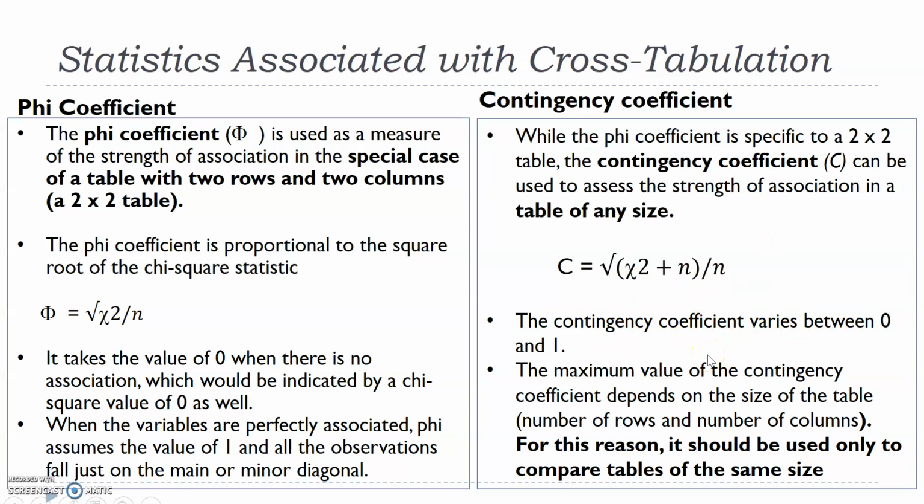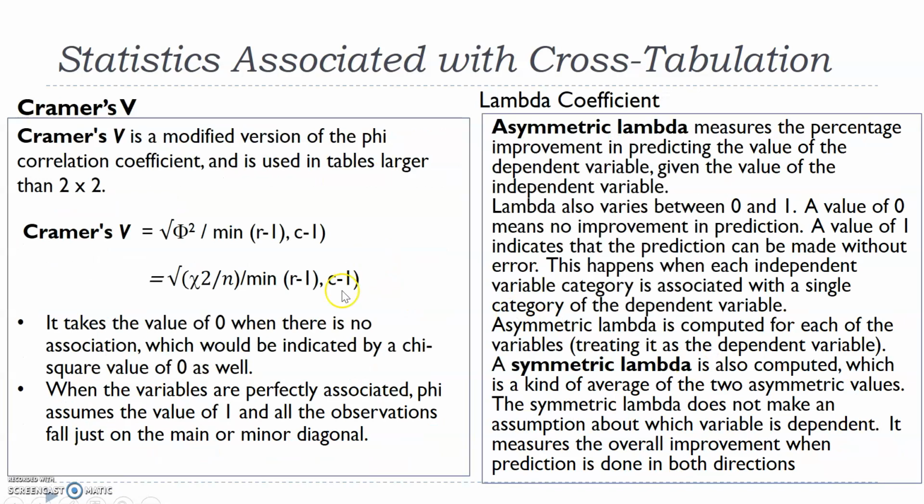Next is Cramer's V. Cramer's V is the square root of phi square divided by the minimum of r minus 1 and c minus 1. In the case we are discussing right now, I have 2 rows and 3 columns. So the minimum of 2 minus 1 and 3 minus 1 is the minimum of 1 and 2, which is 1. So this denominator will be 1, and it is nothing but chi-square by n, square root of that. All these, Cramer's V, contingency coefficient, phi coefficient, try to find out the strength of the relationship, right?